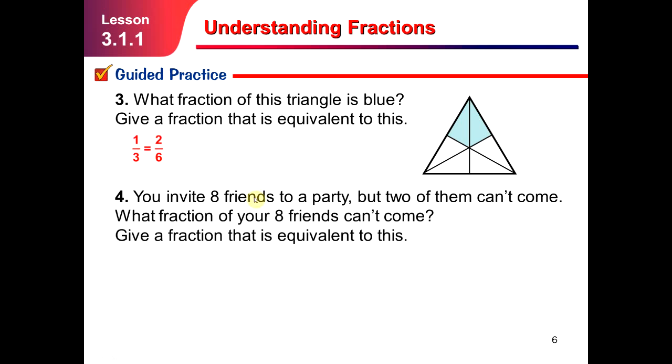If we invite 8 friends to a party, but 2 of them can't come, what fraction can't come? What's the whole? 8. We're inviting 8 friends. How many of them cannot come? That's the part we're interested in. That's 2. So 8 is our denominator, 2 is our numerator. We have 2/8. Divide both top and bottom by 2. 2 divided by 2 is 1. 8 divided by 2 is 4. 1/4 is our simplest form.